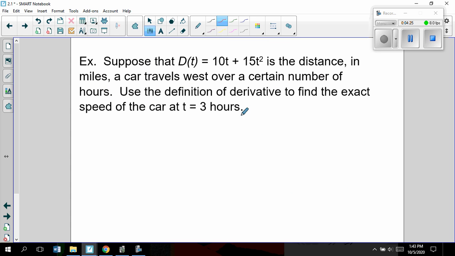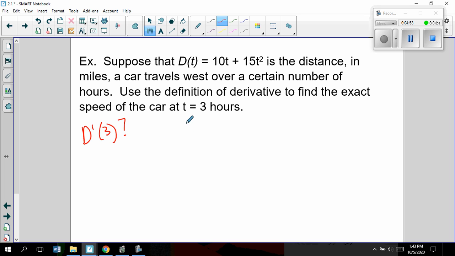All right, let's do one with an application. Suppose that d of t equals 10t plus 15t squared is the distance in miles that a car travels west over a certain number of hours. Use the definition of a derivative to find the exact speed of the car at time 3. Okay, so that sentence right there means what is d prime of 3.